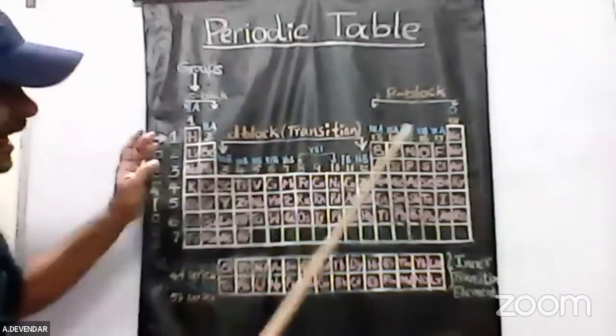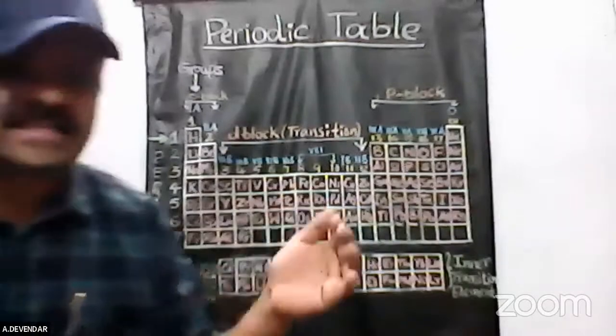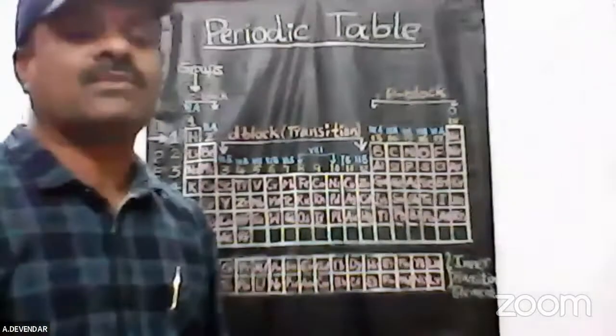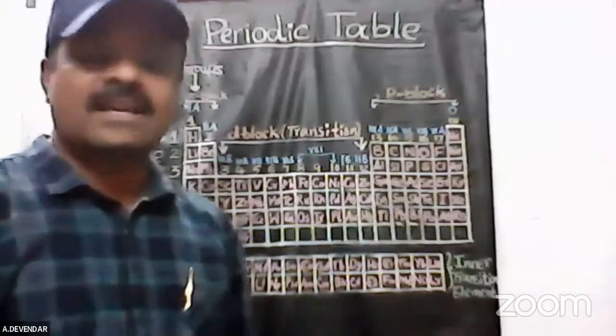Why? Because in between the s and p blocks, the elements are arranged. That's why it is called transition. Transition means in between. So you say SSC, then intermediate, then degree. Intermediate means the in-between stage.